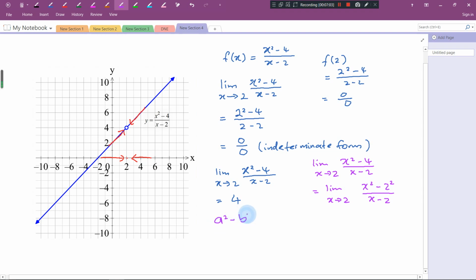A squared minus b squared. Still remember this. We can factorize it using this formula, right? A plus b, a minus b. Now I'm going to use this method to factorize this part. So you notice that I keep copying this thing. Every step I have to keep copying this limit as x approaches 2. Once I substitute the 2 inside, I don't have to write this anymore.